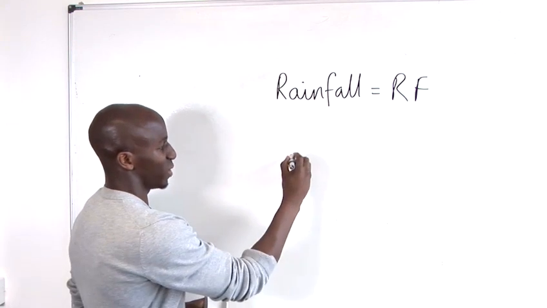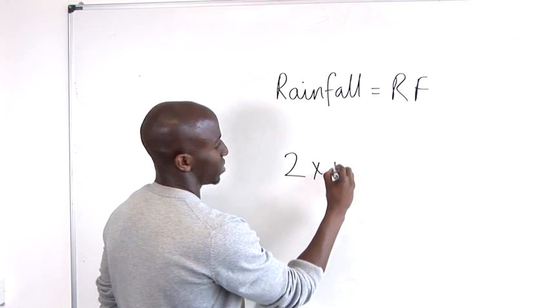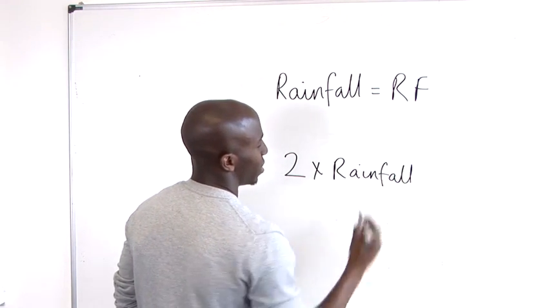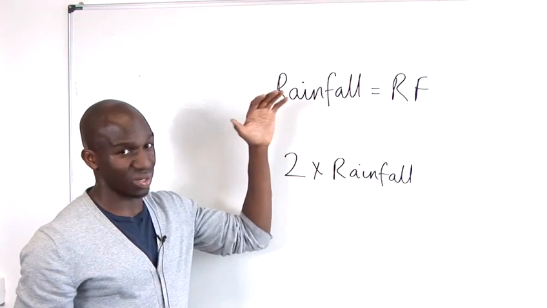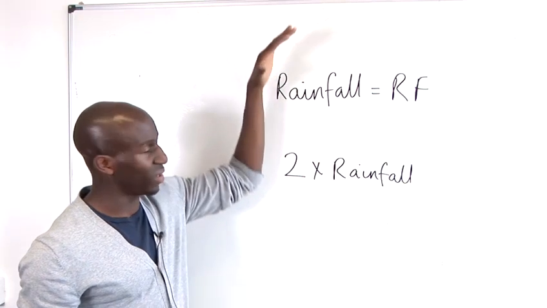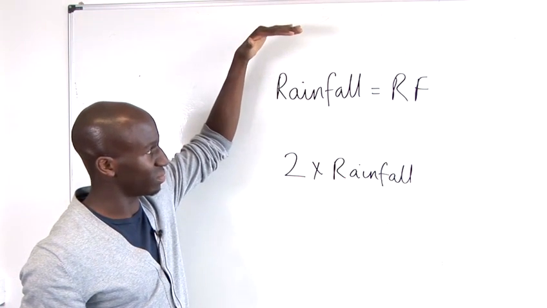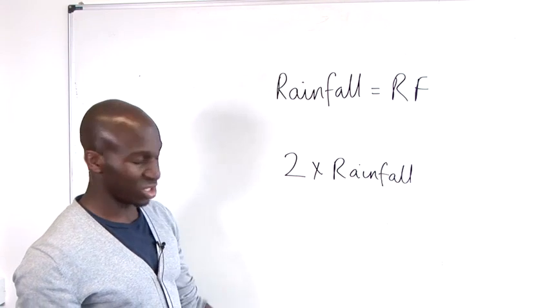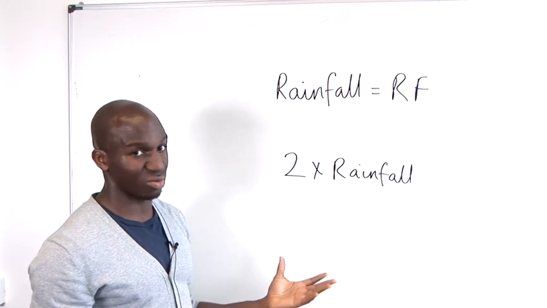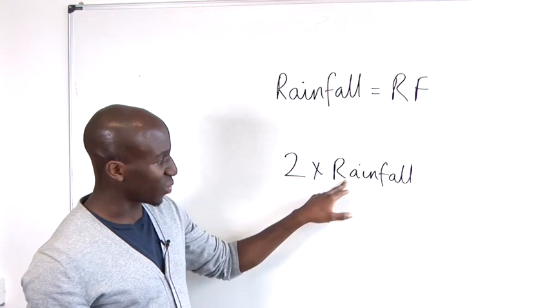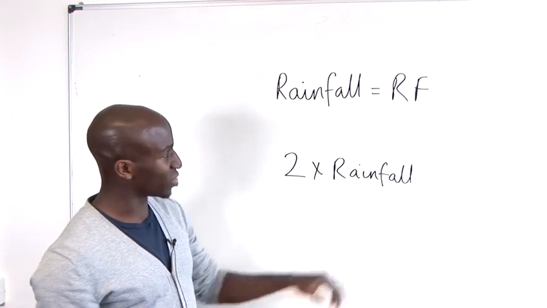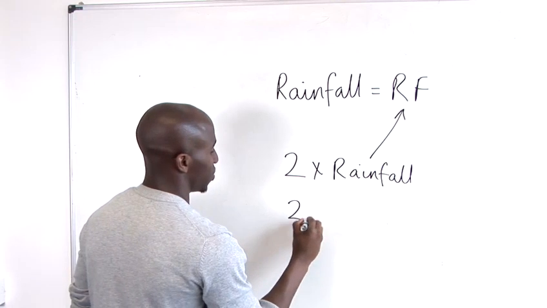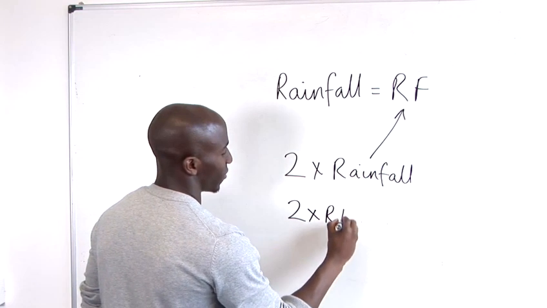You don't want to always be writing 2 times rainfall all the time. And just imagine in one of those papers where you see a certain question being answered, and you see a whole sheet being used to derive a possible answer. You don't want to have to see this all the time. So we shorten this and it becomes 2 times RF.